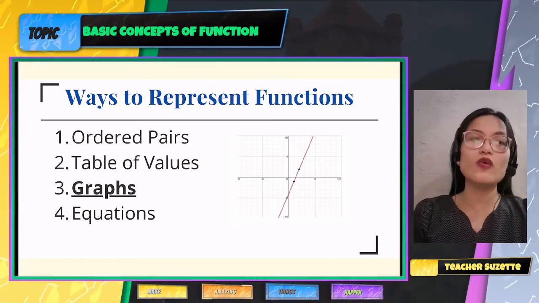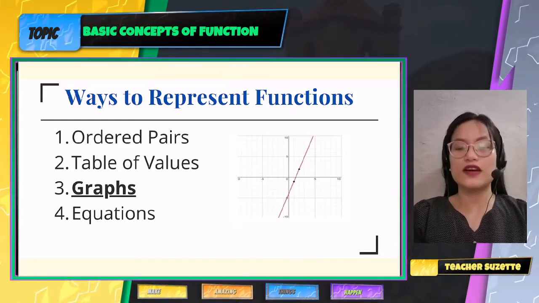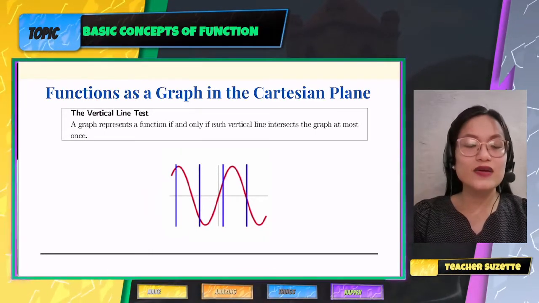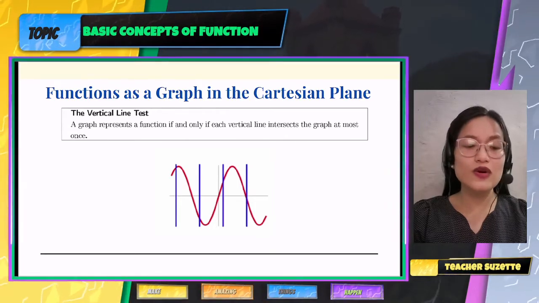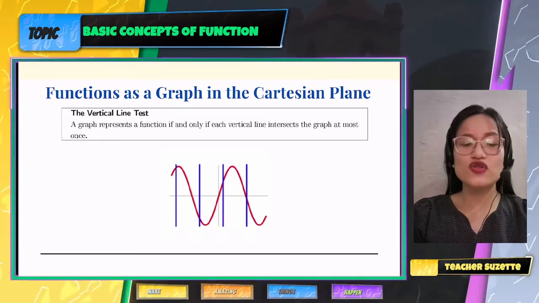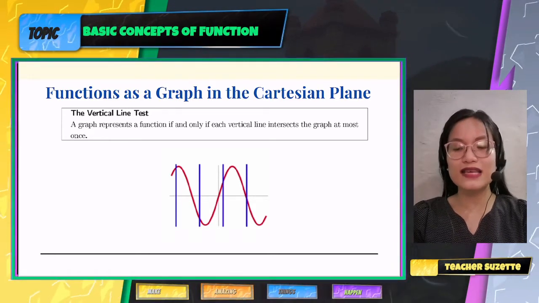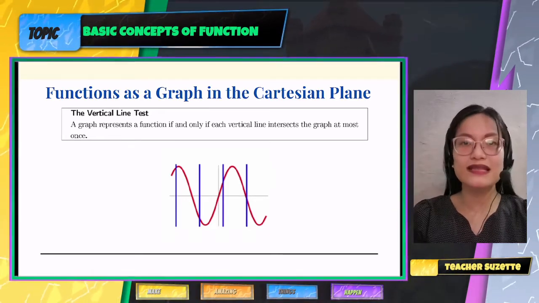So how are we going to identify if the given graph is a function? So gagamitan daw po natin ito ng ating tinatawag na vertical line test. So, ano po bang ibig sabihin nito? A graph daw po that represents a function if and only if each vertical line intersects the graph at most once. Isang beses lang daw po.